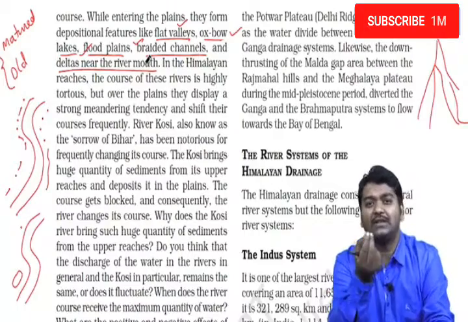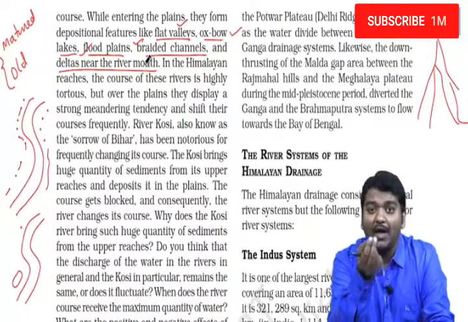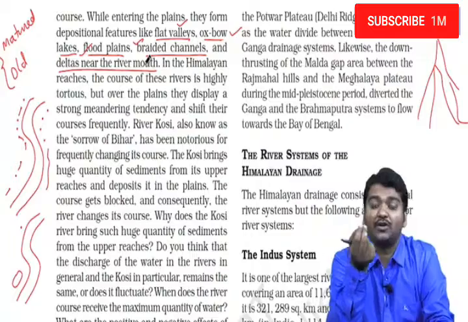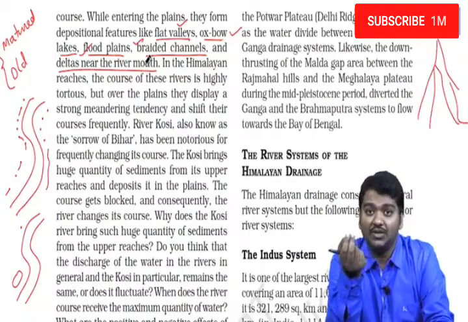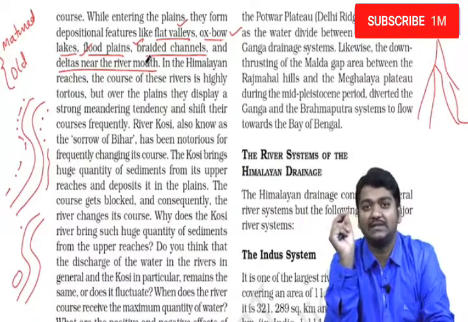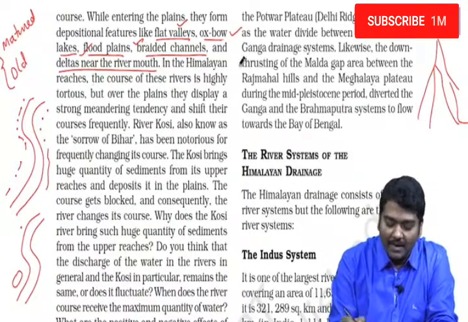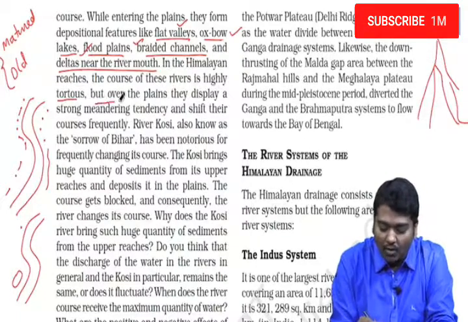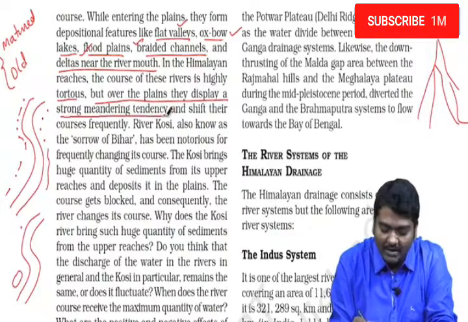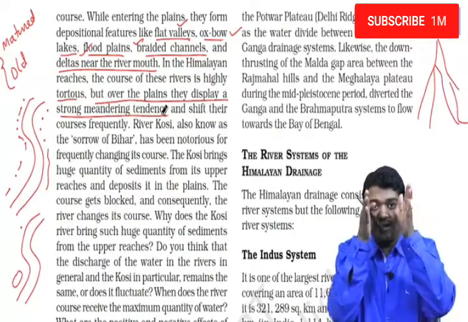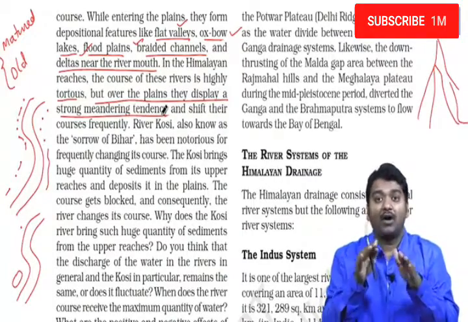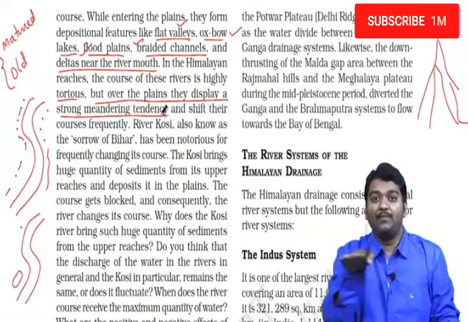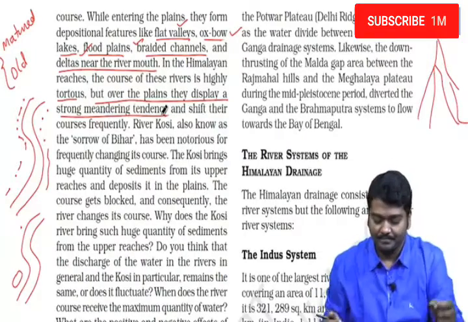So you need to know that these are the terms associated with river erosional activities or depositional features in the 11th standard physical geography book. We will be seeing all these things in detail. In the Himalayan reaches, the course of these rivers is highly tortuous, but over the plains they display a strong meandering tendency. That is, it was straight and vertical in nature, whereas on the plains it will be horizontal.